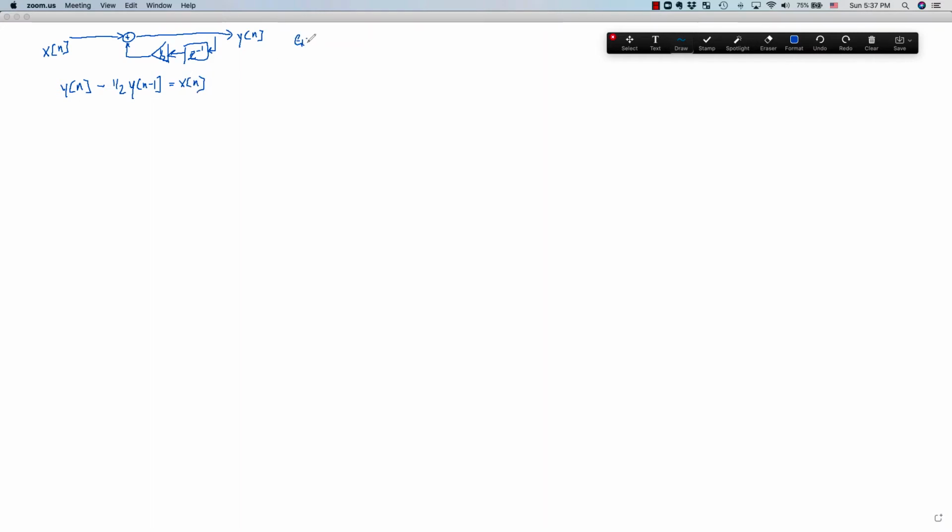The input that I'd like to solve for is a unit step, and let's say that the initial condition has a value of 10. And so what I'd like to do is find the total response in the time domain using the Z transform.